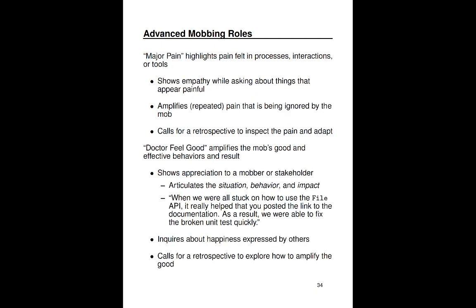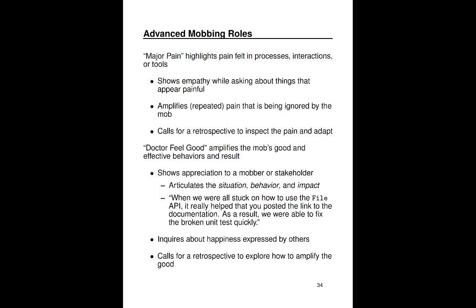The major pain role on a mob highlights the pain that is felt in processes, interactions, or tools. But when shining a light on the pain, this role must show empathy while asking about things that are most certainly painful. A major pain may also notice pain that is repeated often and amplify it because it might be ignored by the mob. And the major pain also advocates for retrospectives to inspect the pain and then adapt the team's behaviors based on it.